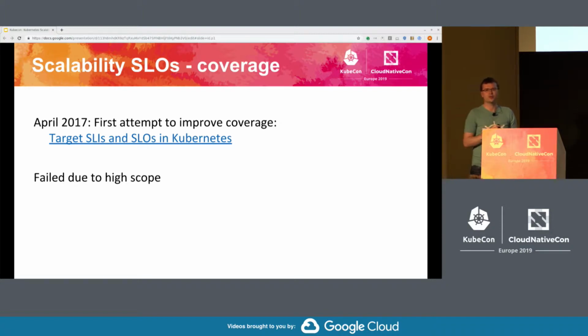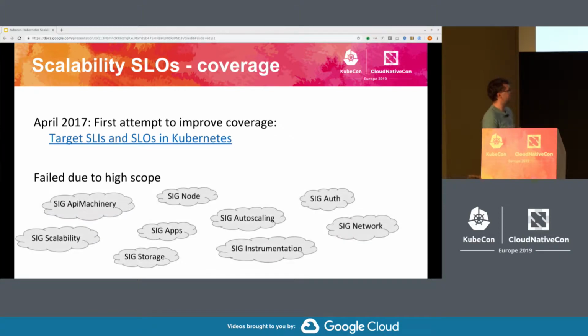Even though I explicitly excluded a bunch of things from that initial attempt, like stateful applications, and batch, it still had significant interactions with at least 9 SIGs, including API machinery, node, apps, auto-scaling, auth, network, instrumentation, storage, and obviously scalability.